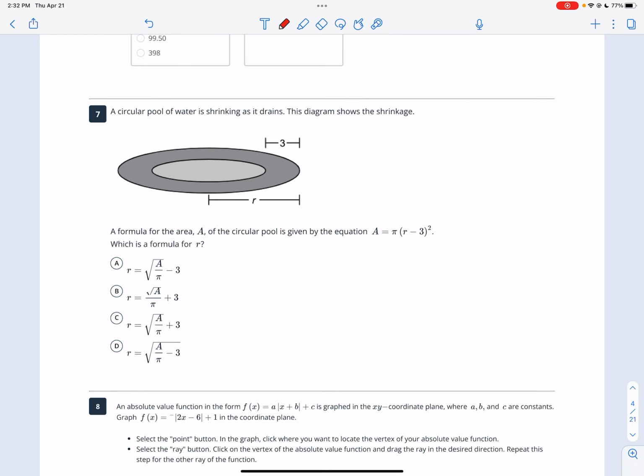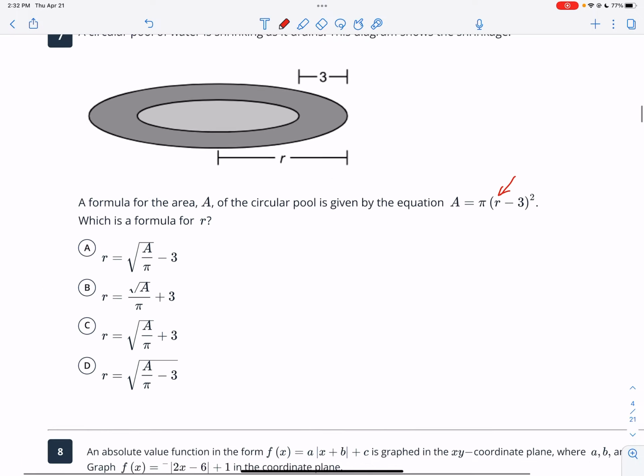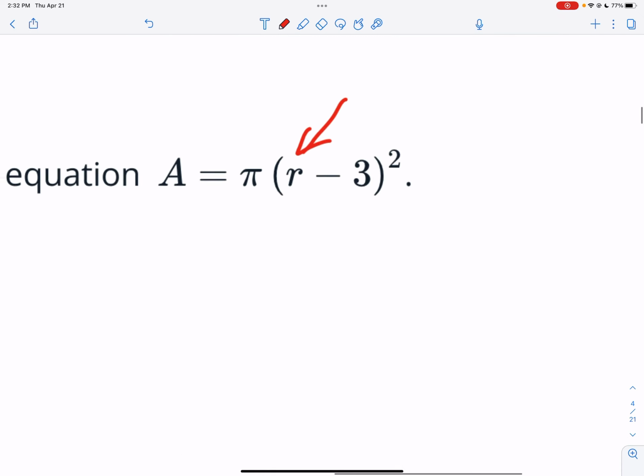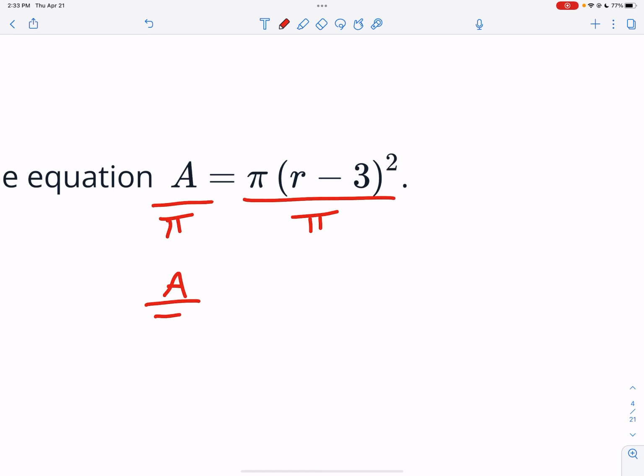So when we look at this, let's go ahead and just solve it without looking at our options right now. So we have this stuff. I want to solve for r because that's what it says. It says, what is the formula for r? Well, we're going to take this and solve it for r. Now, the first thing I want to do is get rid of that pi. So I'm going to divide both sides by pi. So A over pi equals r minus 3 all squared.